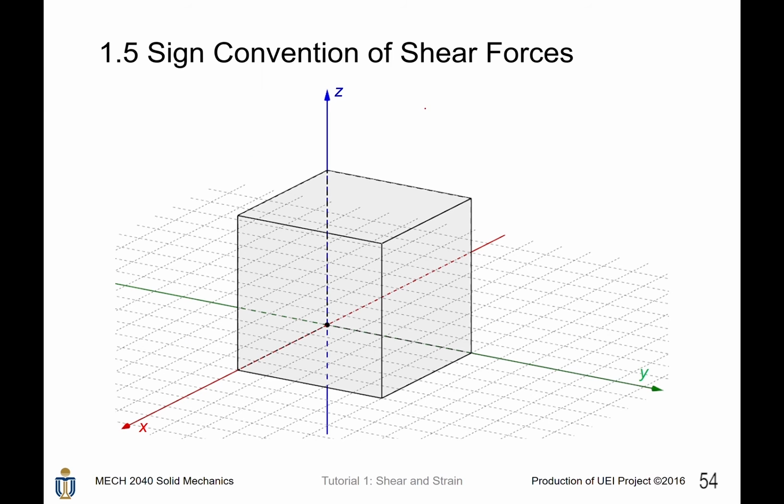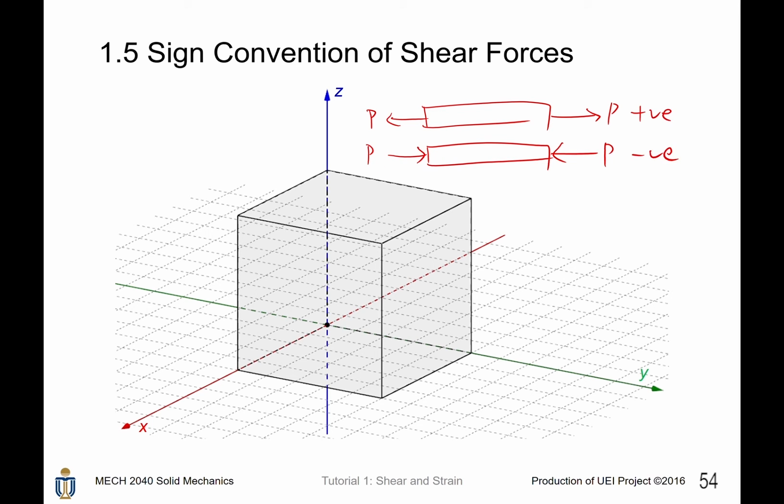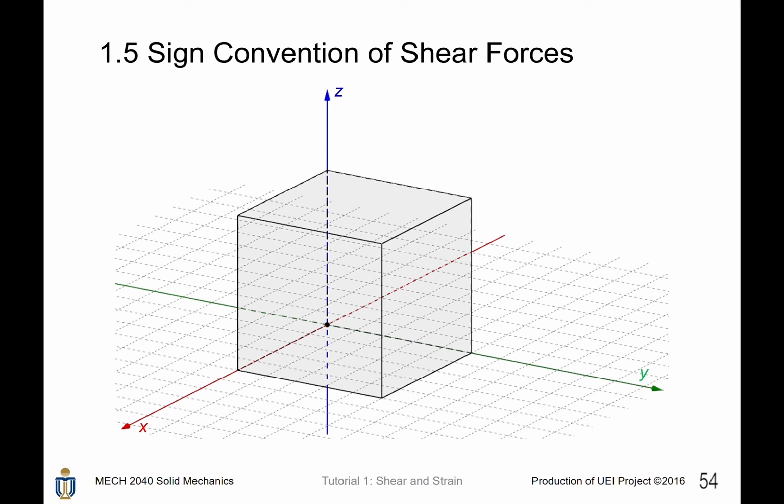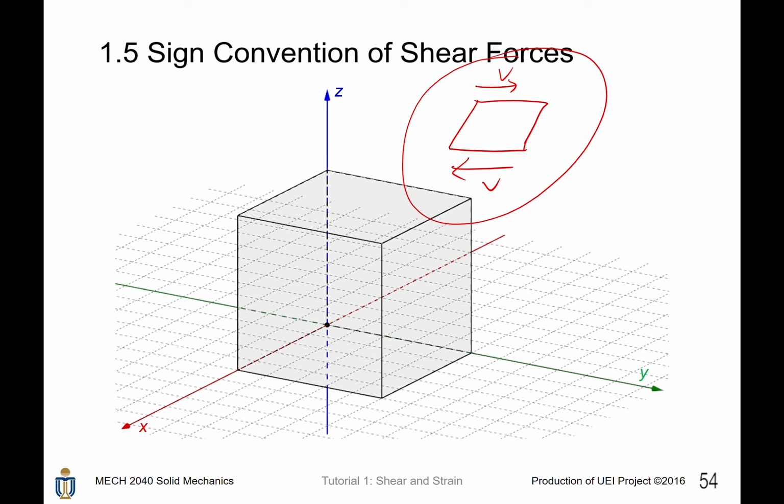For axial stress, tensile is positive and compressive is negative, right? This is for axial stress. But for shear stress, as you know, it is something like a change of shape. There is a shear force. If we observe it in this way, the shear forces are in opposite directions, but we cannot determine what is positive or negative. So now I will introduce the sign convention of shear forces.